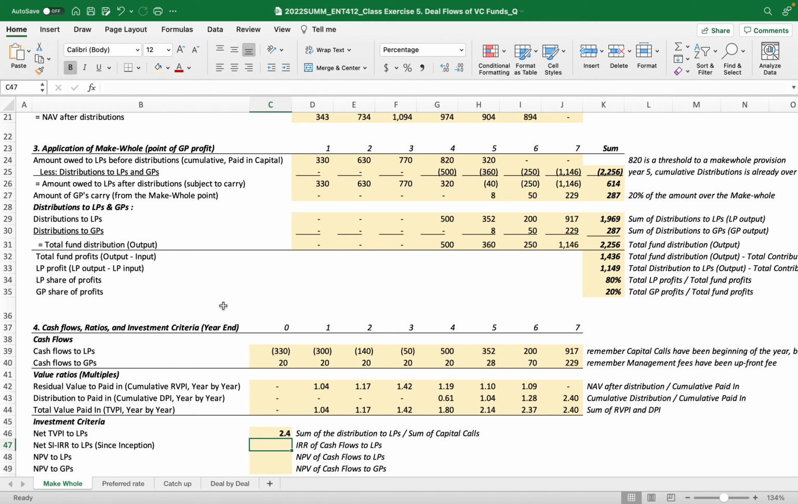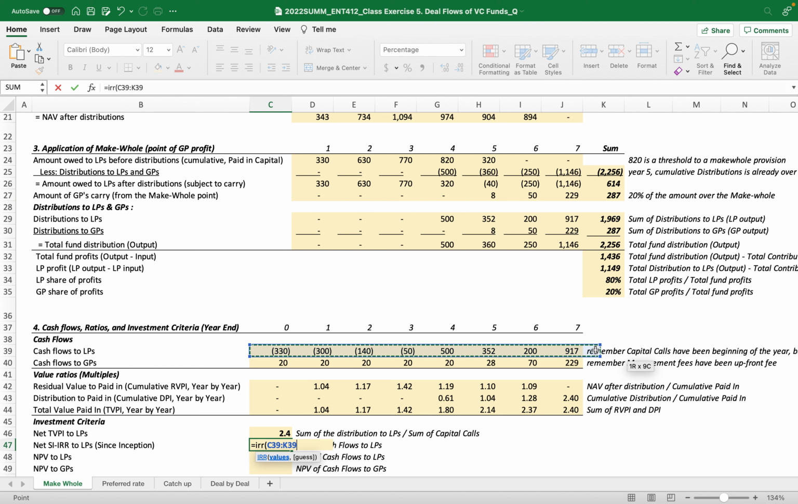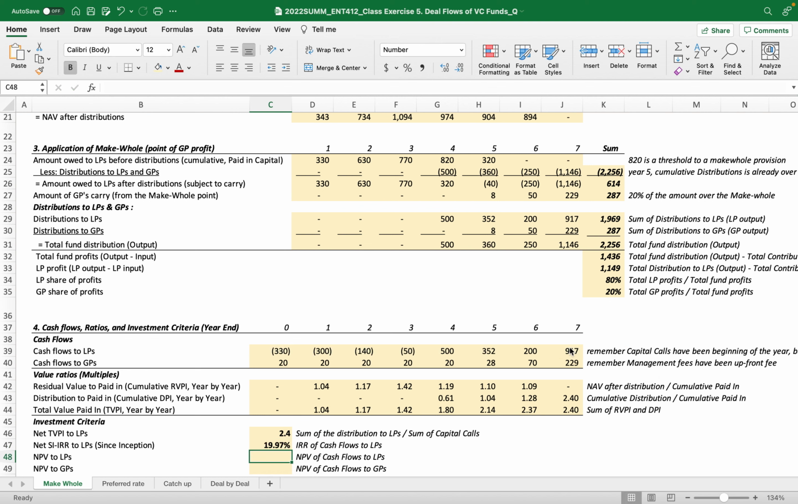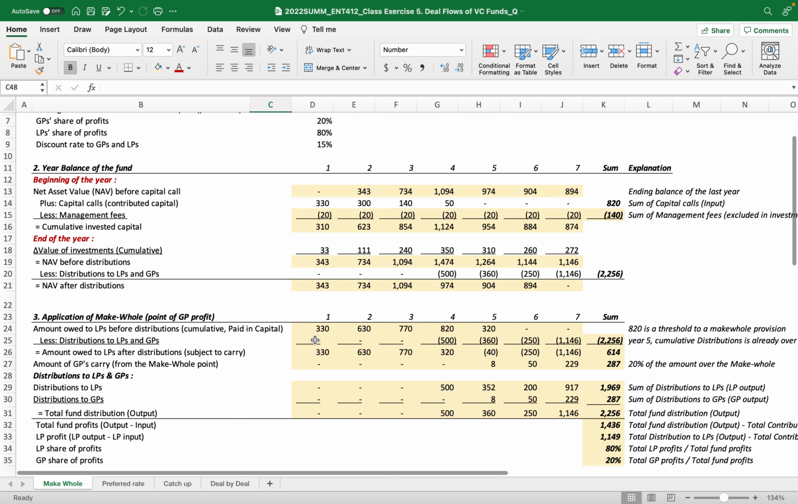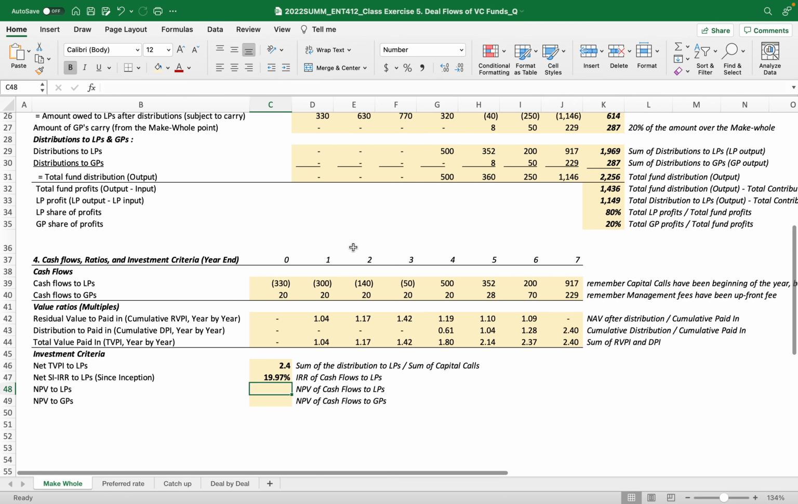We can also express this 2.4 times the profit as a percentage rate of return, right? So we can use IRR. Now let's put all these values, drag, then 19.97%, right? Which is greater than the 15% discount rate.